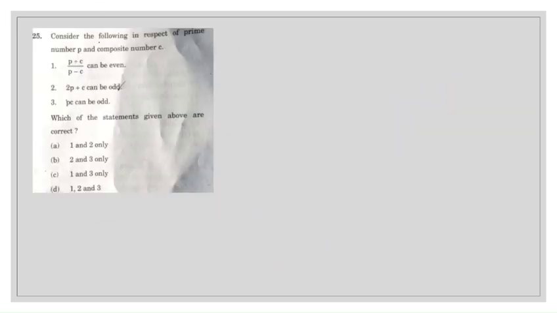Then this question says consider the following in respect of prime numbers p and composite number c. So here we have a prime number p and we have a composite number c here. The first thing says (p plus c) divided by (p minus c) can be even. Now see here they have mentioned "can be", यानी कि वो हो सकता है. तो हमें इस चीज पे जाना ही नहीं है कि वो odd है कि वो odd हो सकता है नहीं. What we want to know is कि क्या वो even हो सकता है. तो अगर एक भी even answer आ रहा है हमारे पास, which means that this can be even.